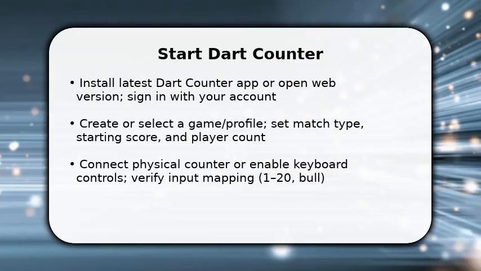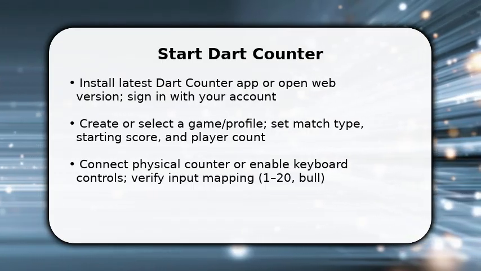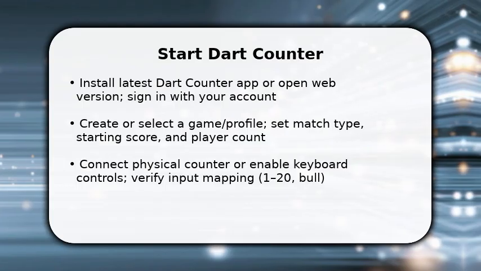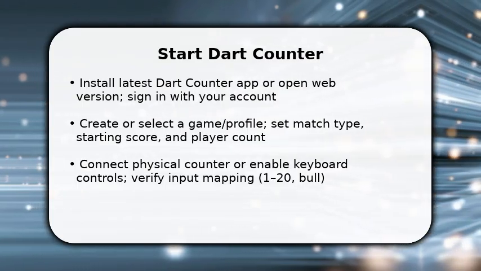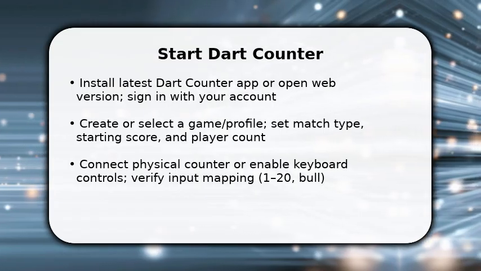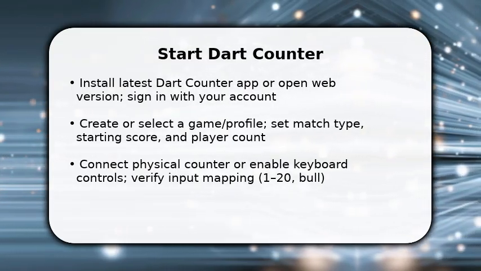You begin by launching Dart Counter and ensuring you have the correct game profile. Open or create a match, choose starting score and player count, and set the scoring rules so inputs record properly. Connect a physical counter or enable keyboard input next, then map buttons to numbers like 120 and bull.